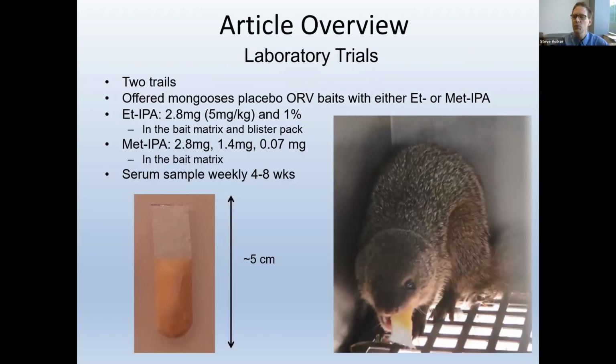To recap, what we did previously is we began investigating this in laboratory trials with some captive mongooses. We offered placebo baits, placebo oral rabies vaccine baits, to two groups of mongooses, with either ethyl or methyl iophenoxic acid at a variety of different concentrations, and the details of that are outlined in the 2019 paper. We collected a serum sample every week from these animals for up to 8 weeks.